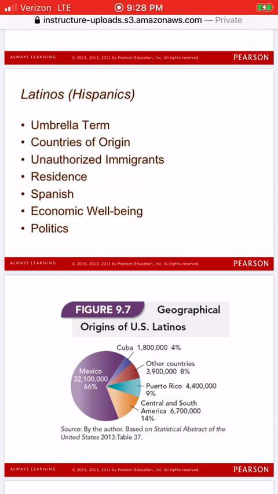I think what we tend to do in our society is just lump Latinos in this one group, but what I think we need to know is that there are vast differences within this particular group. And you can start to see that here.